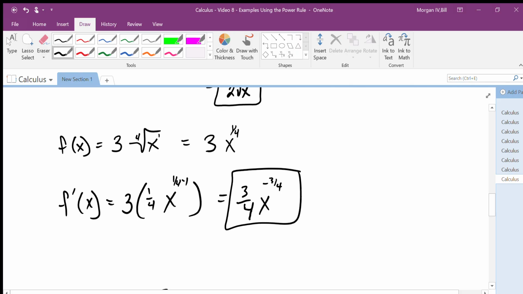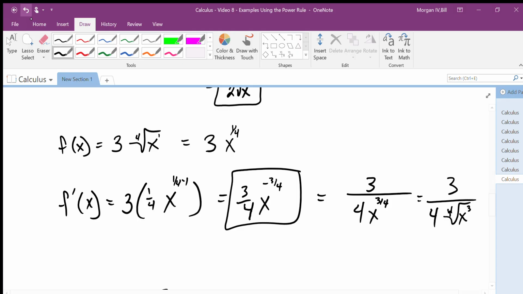But we should also know that's the same thing as 3 over the 4th root of x to the 3/4, which is the same thing as 3 over 4 times the 4th root of x cubed. Try that again. 3 over 4 times the 4th root of x cubed. Maybe you look at it like that. Either form is fine with me, but we need to be able to convert back and forth between the two forms.